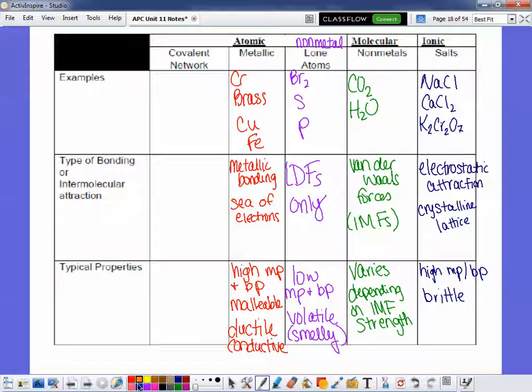So, covalent network. What atom did I say we were going to use for covalent network? Carbon. And then another one is silicon, more specifically silicon dioxide, which is glass. Actually, in glass there's not truly a covalent bond between the silicon and the two oxygen atoms, the way we think of carbon dioxide.